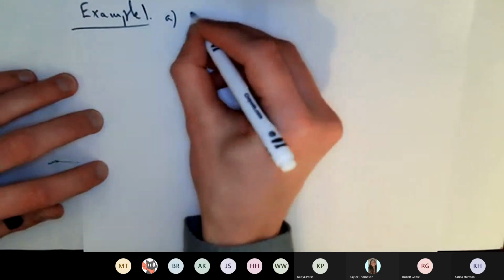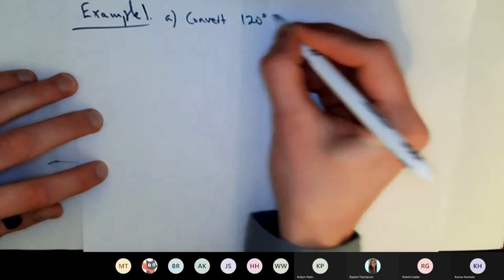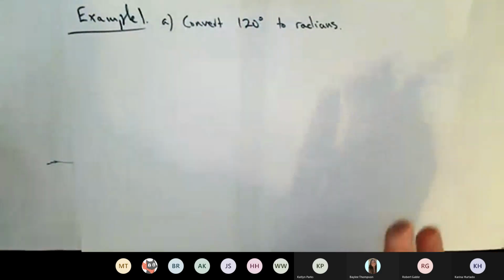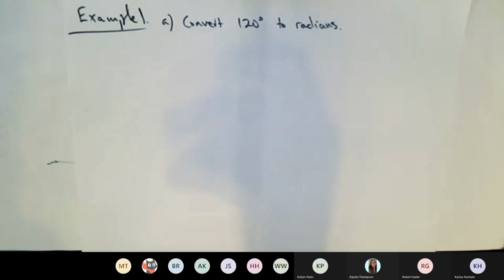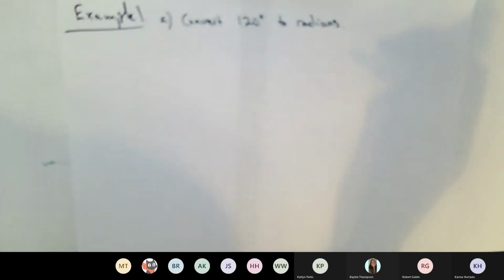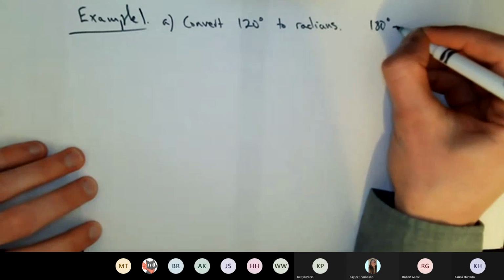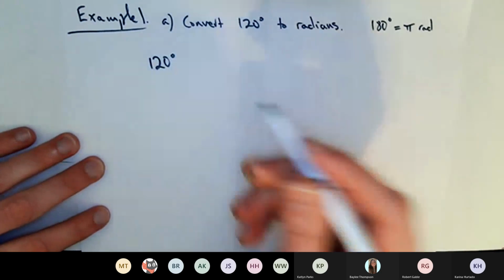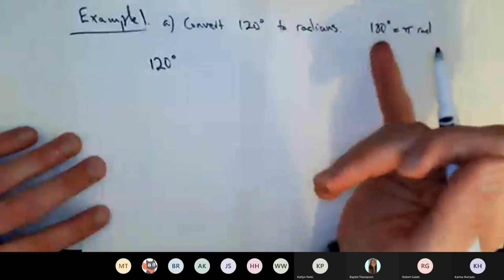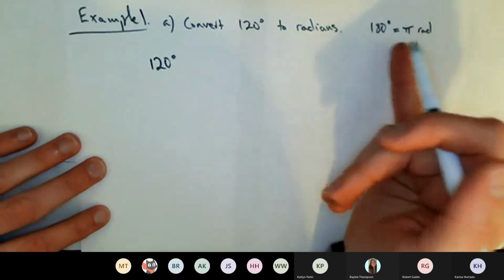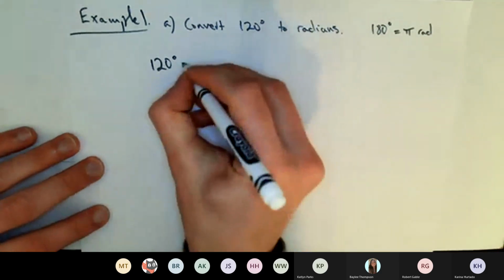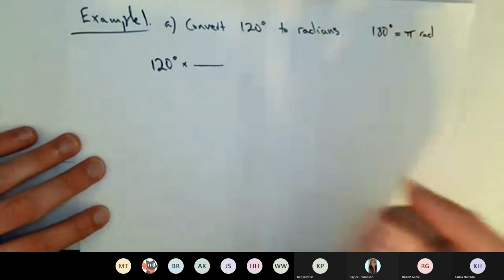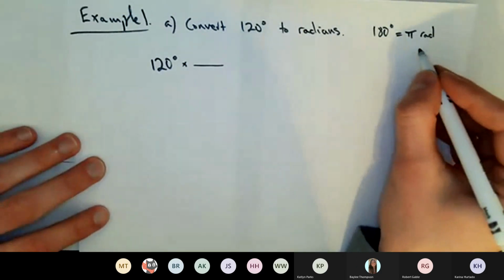Example one, A, convert 20 degrees to radians. So again, radians are another way to describe the measure of an angle. How do I use this, 180 degrees is equal to pi radians? Well, I say 120 degrees. How do you use a conversion rate? If you've taken any kind of science where you have to convert measurements, you remember you multiply by the conversion rate, something over something else, and they both come from this conversion rate.